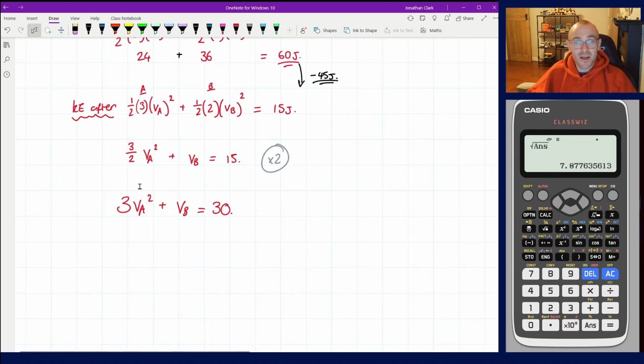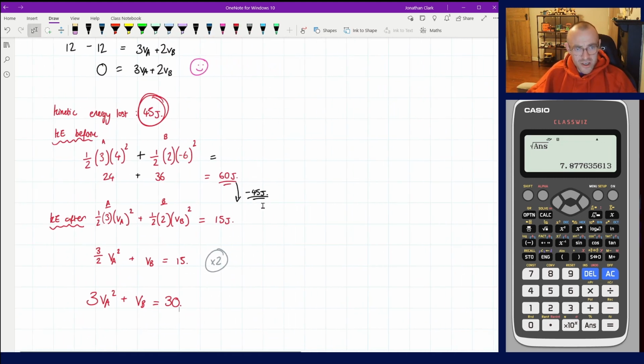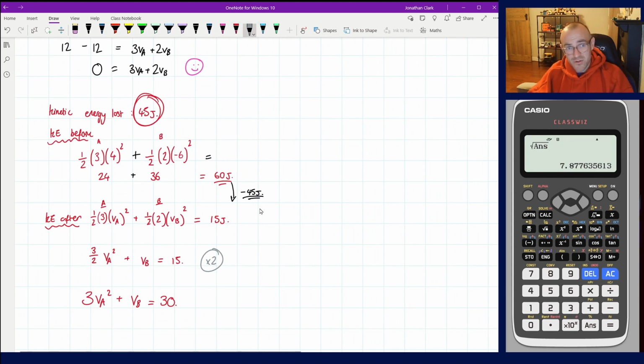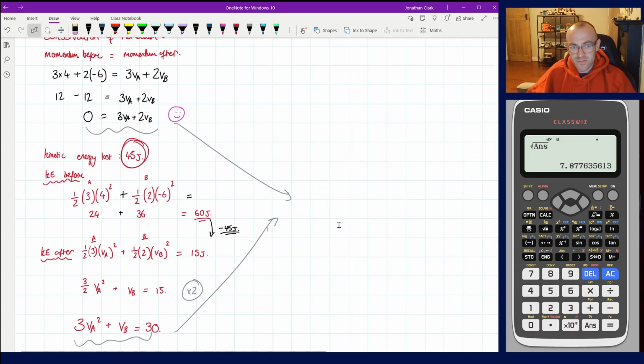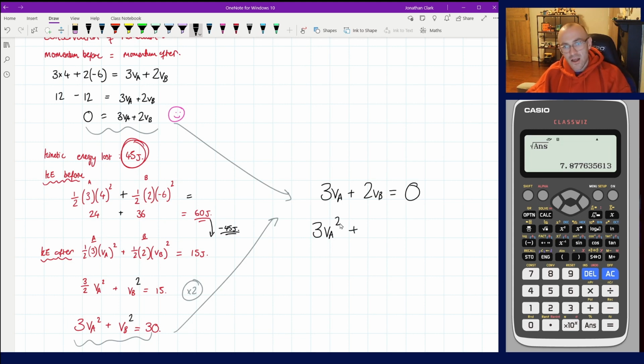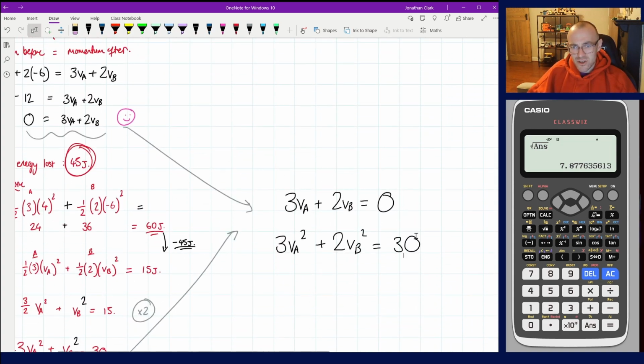Amazing. There we go. So those are essentially 2 simultaneous equations that I can use. This one and this one together. Hopefully I'll be able to solve something. Let's write them both down again. 3VA plus 2VB is 0. 3VA squared. Oh, sorry, I forgot the squareds for this. Plus 2VB squared is 30. Those are my simultaneous equations. Quite strange.